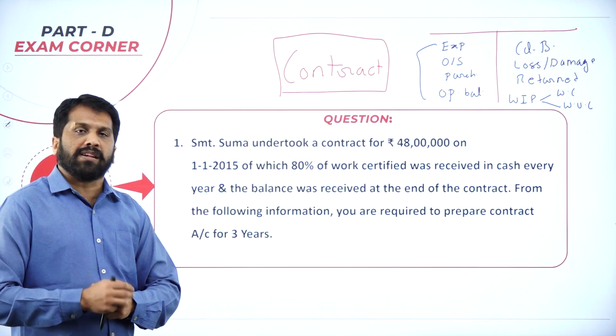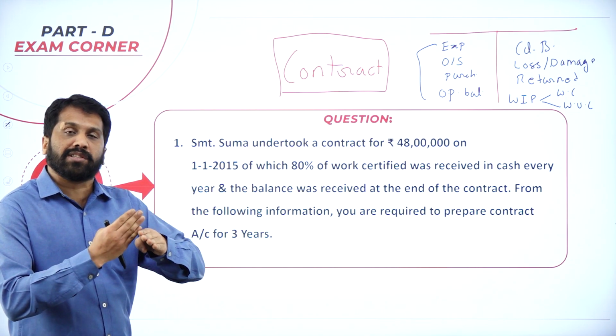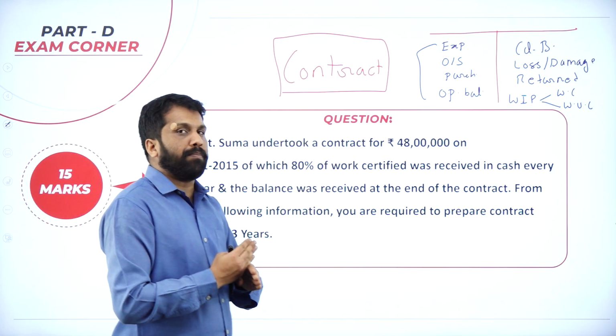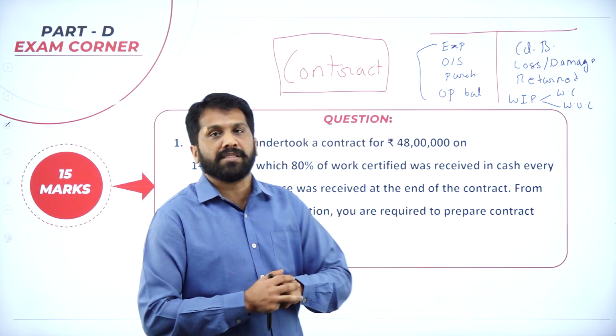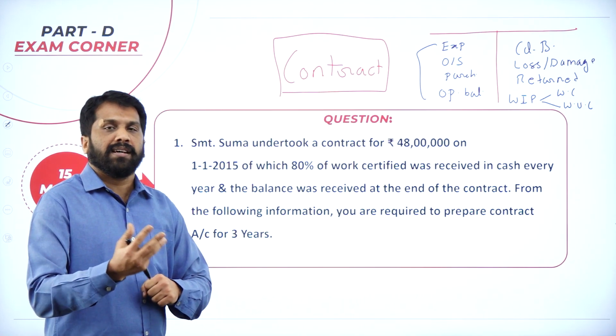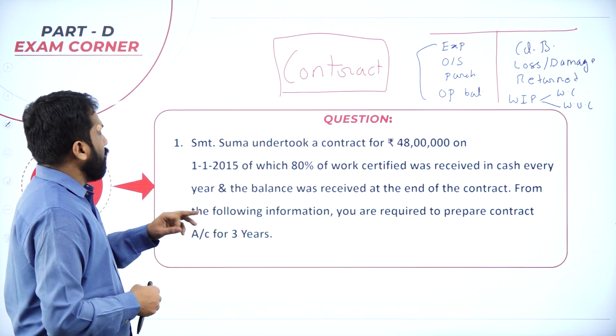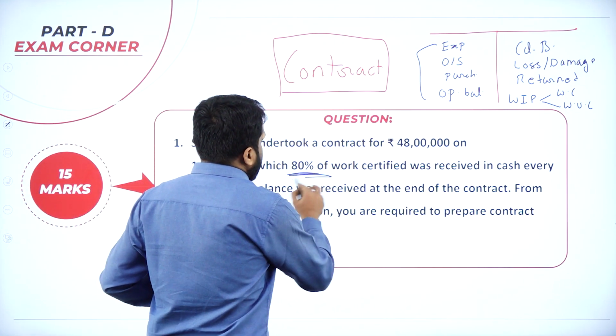Will I give all 50 lakhs together? No, I'll give you in installments. How much work you completed, in that 80%, in that 90%, I'll give you. That is called your contract price and cash received. Now, cash received is 80% of work certified.